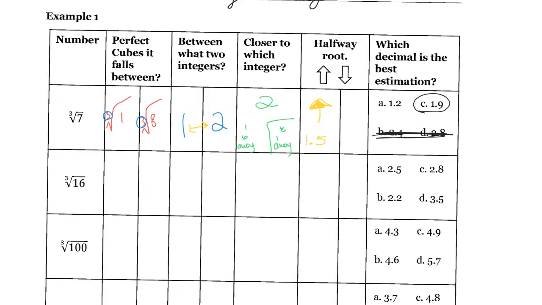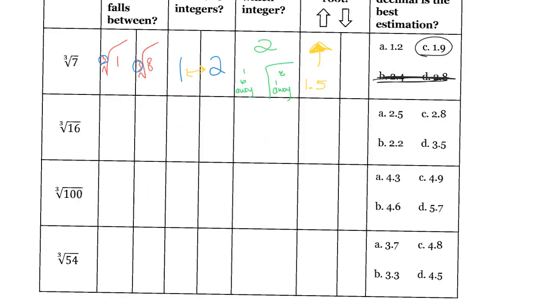So I want you to fill out the next 3 for me. So fill out the next 3 and we'll check after you pause. Well, unpause. So pause the video, do the next 3, and then check when you're done.